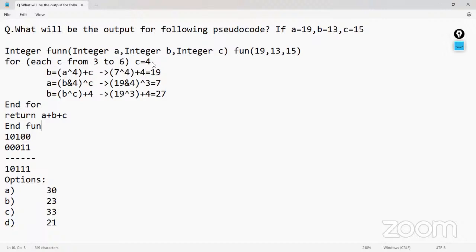Now let us calculate 7 XOR 4. 7 means 4 plus 2 plus 1, and 4 means 100. And if I take the XOR of it, the XOR must be 2 plus 1, that is 3. Okay, so 3 plus 4, it becomes again 7, right? Now again here A equals A AND B XOR 4, that is 7 and 4 XOR 4.